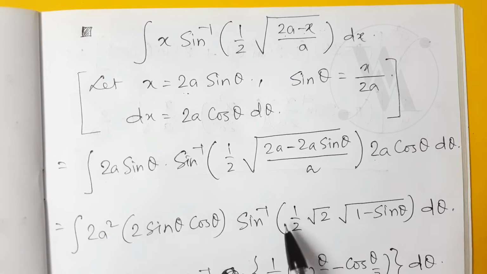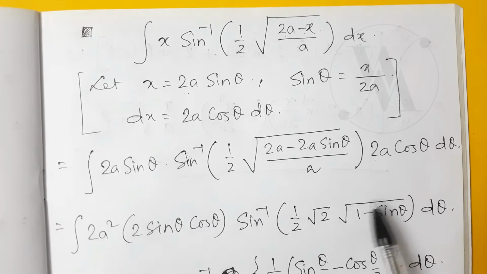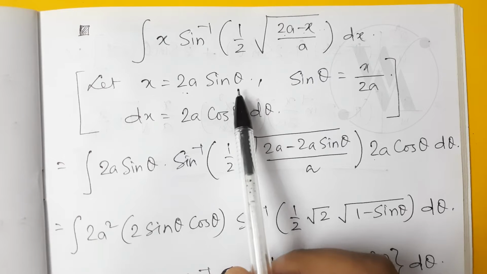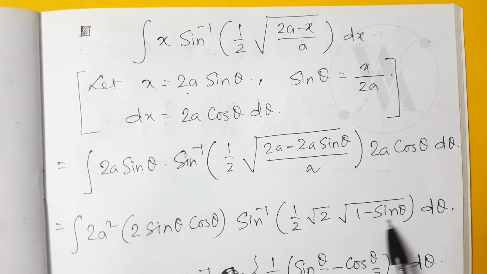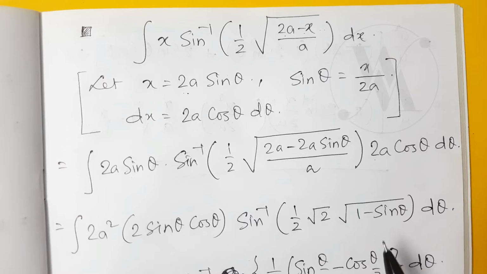Now inside this sine inverse you are getting half root 2 and root over 1 minus sine theta. Because of this step we are substituting x equal to 2a sine theta. Why? Because this 1 minus sine theta is a perfect square quantity, and if you put it, we will get a sine inverse sine kind of factor. That's why we are doing this kind of substitution. How? I am coming to that point.